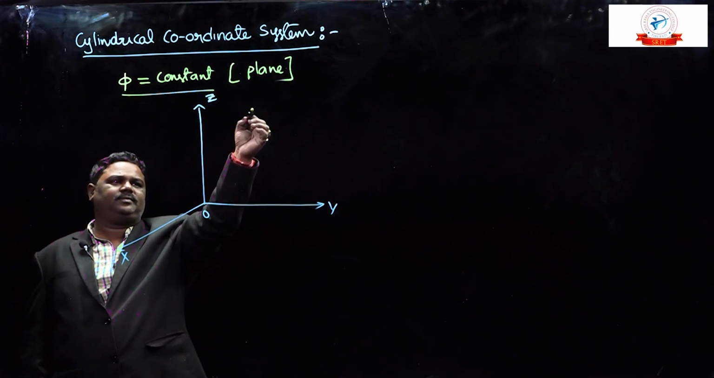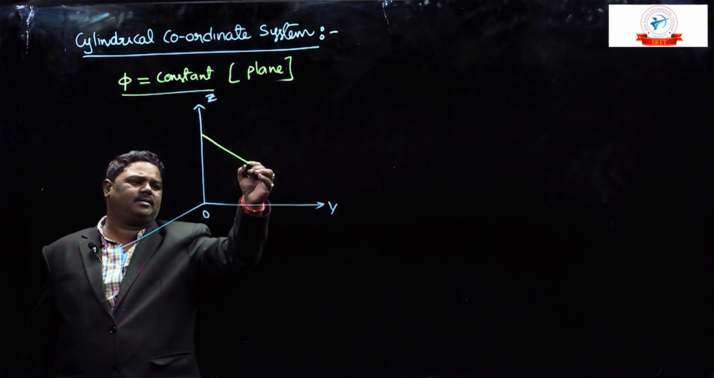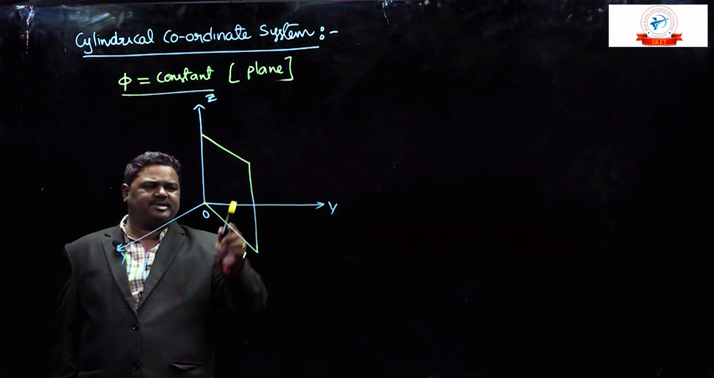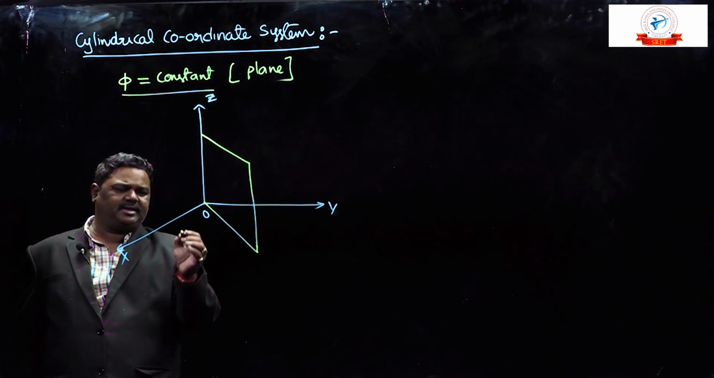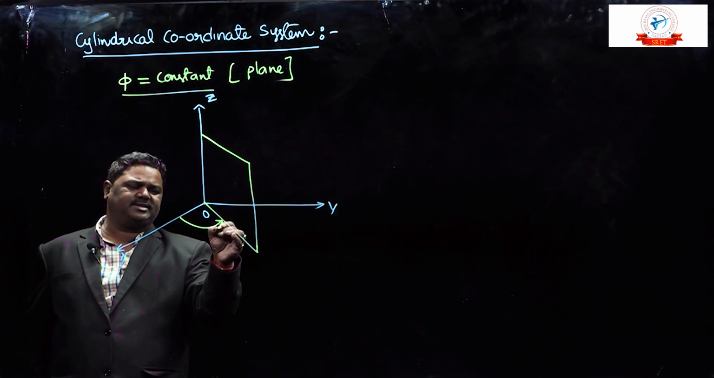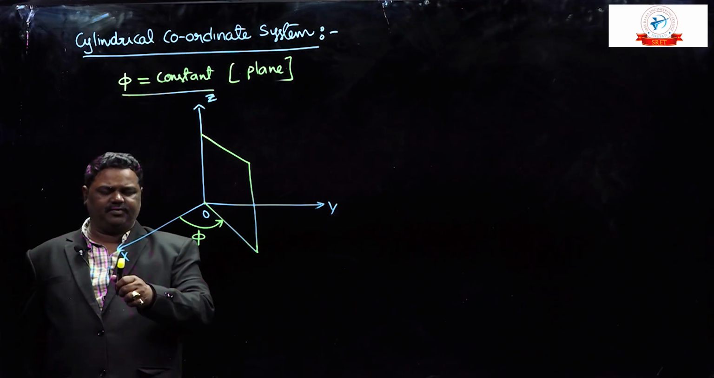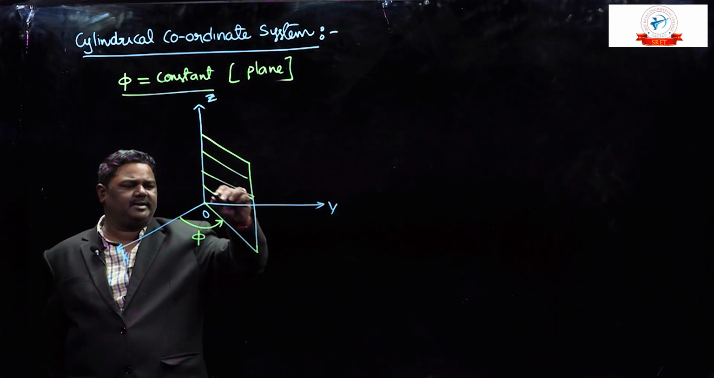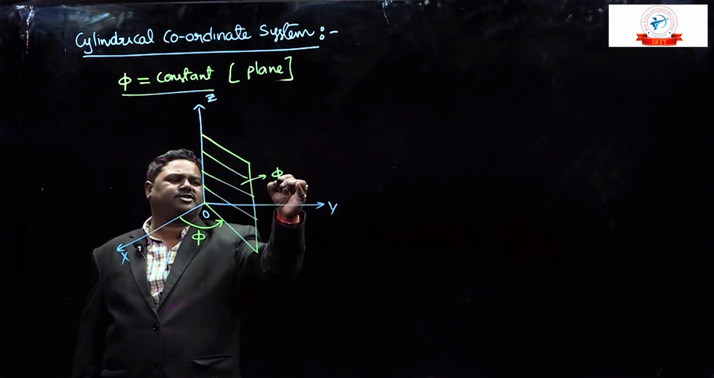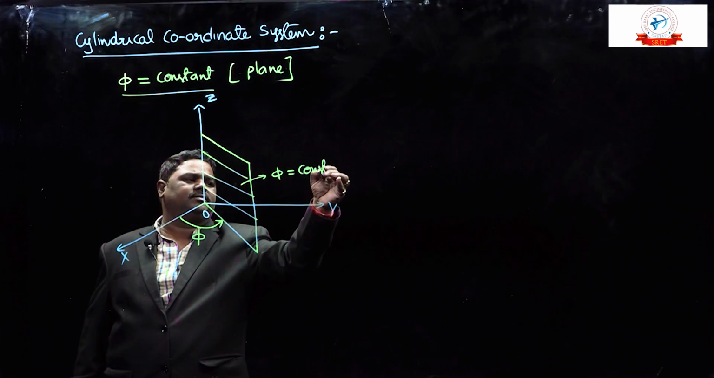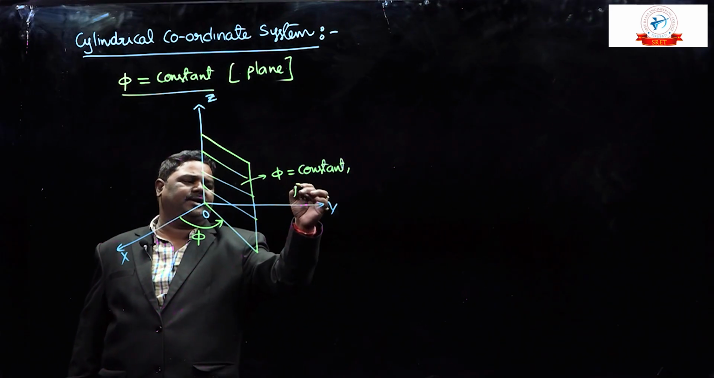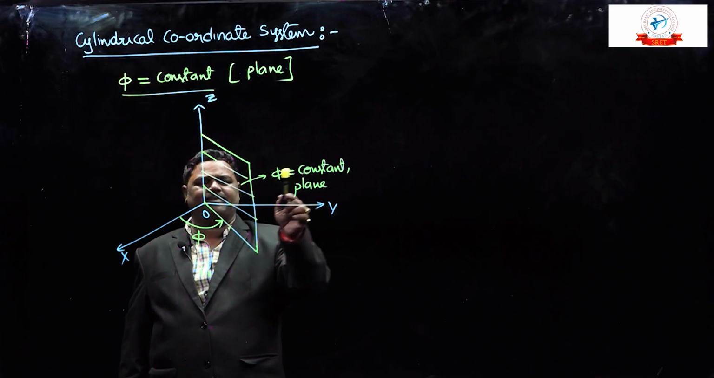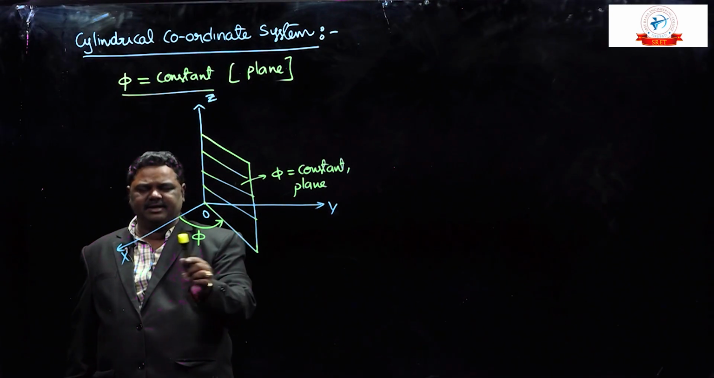Here, consider a plane. This is the plane. This plane makes some angle with the x-axis. I consider that this plane makes angle phi with the x-axis. Then this entire plane is called the phi is equal to constant plane. Simply, phi is equal to constant is the plane that makes angle phi with the x-axis.